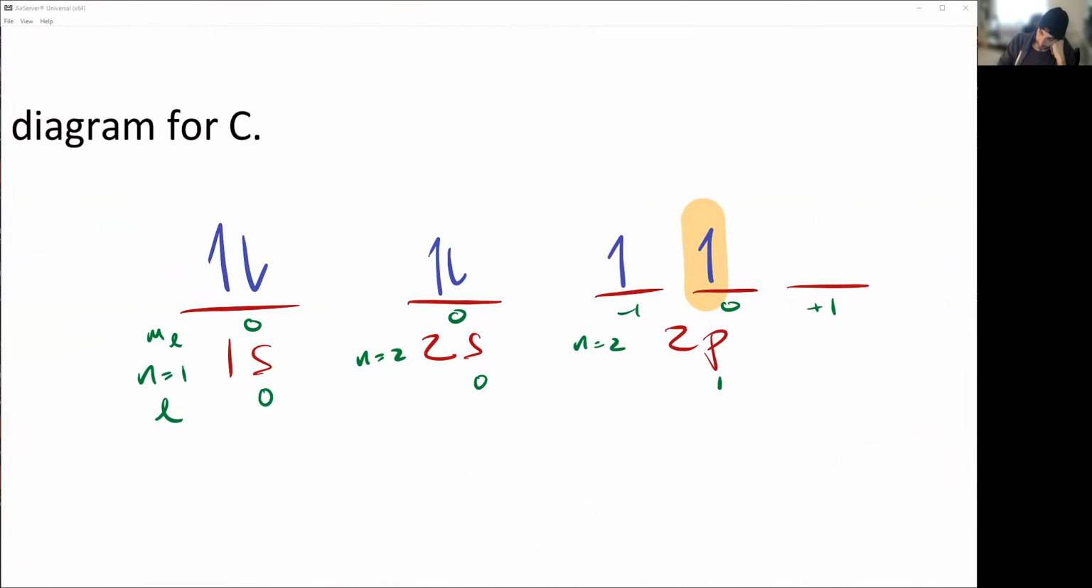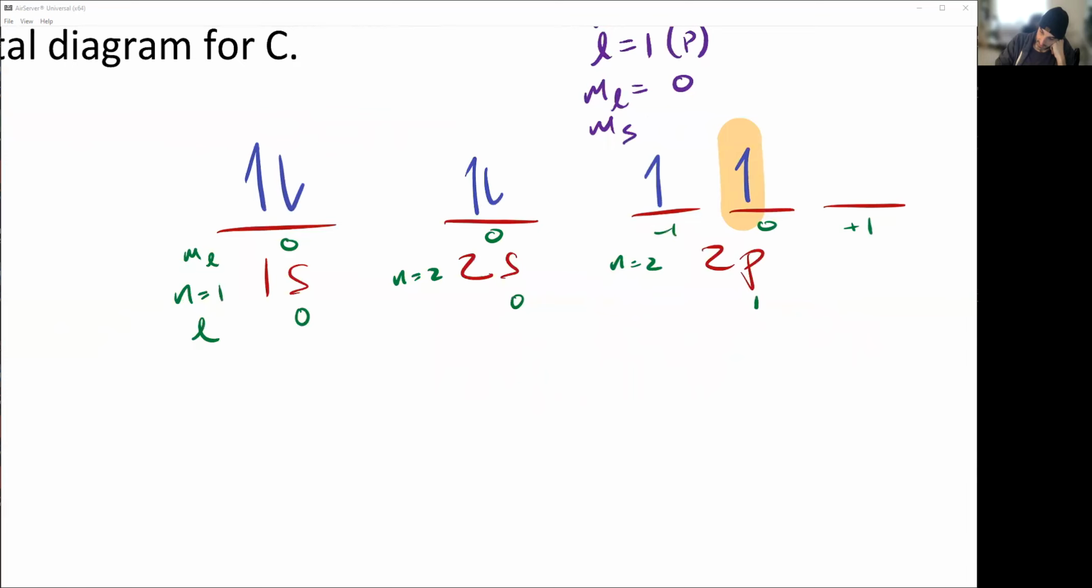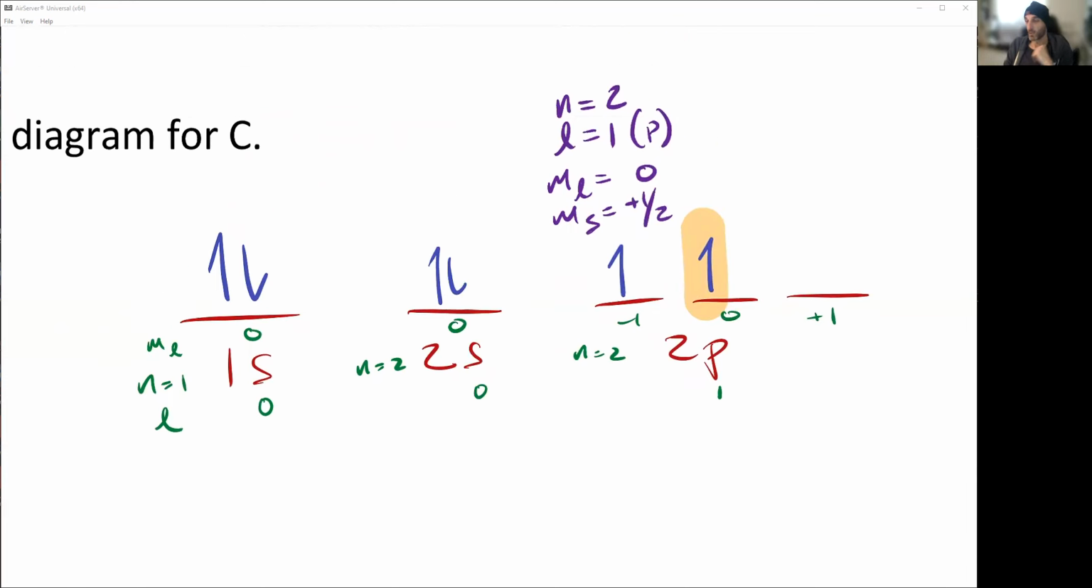Well, n is equal to 2. L is equal to 1. Again, that's the p orbital. M sub L is equal to, in this case, I have it written down as 0, and the M sub S is +1/2. So we can always assign quantum numbers to these. Good. So that's pretty much how we're going to assign quantum numbers.